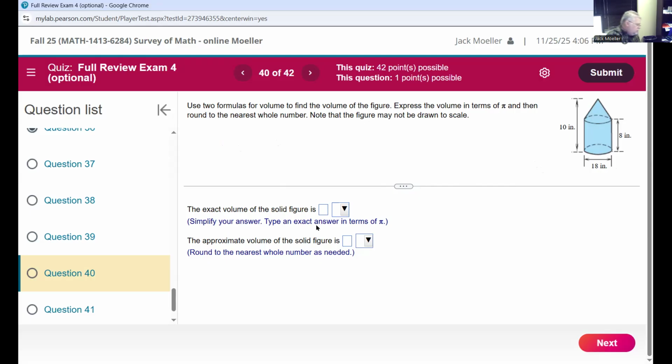Okay, and notice they are doing it in terms of pi. The reason they're doing this in terms of pi is both of these have circles involved, so we'll deal with that. All right, so let's walk through this. This is the top end volume problem.